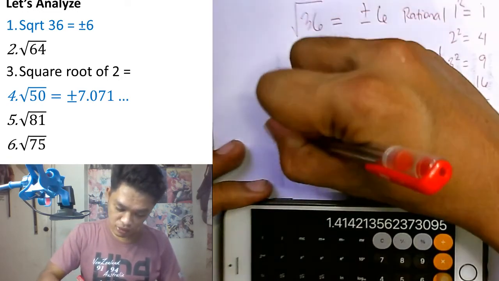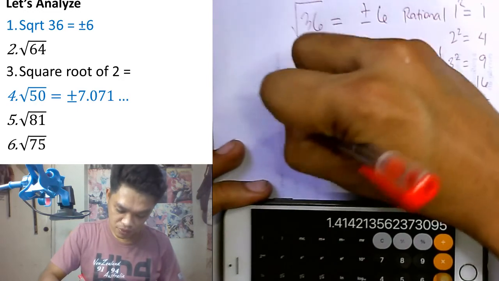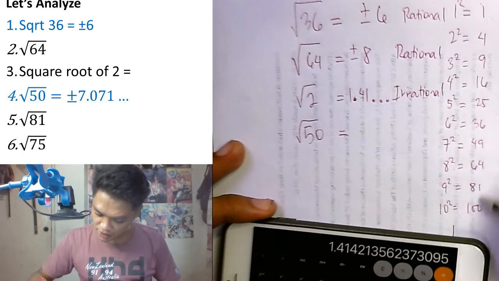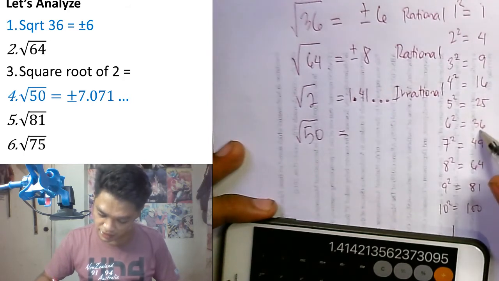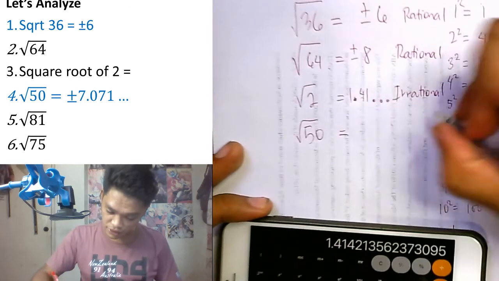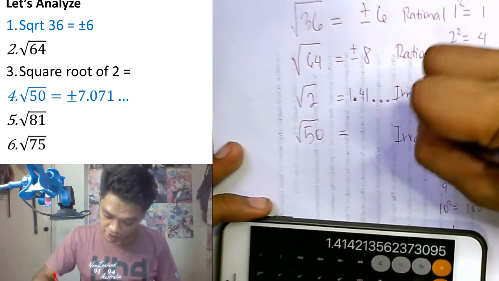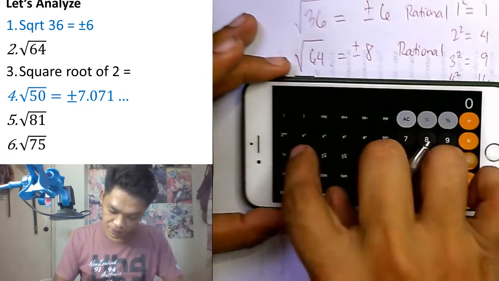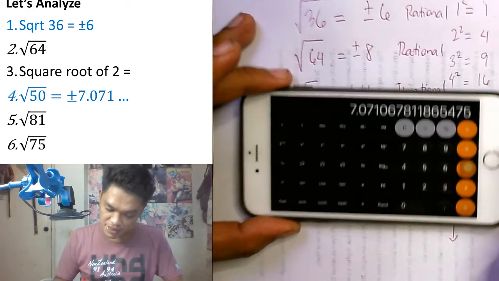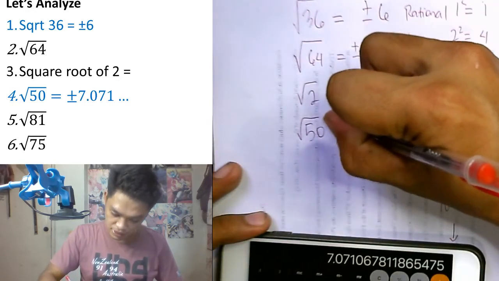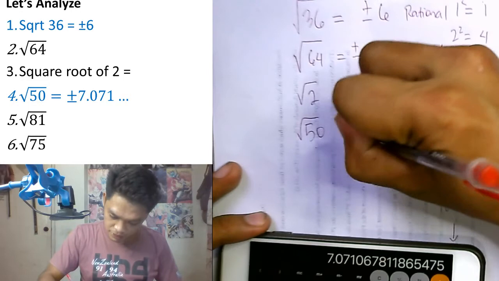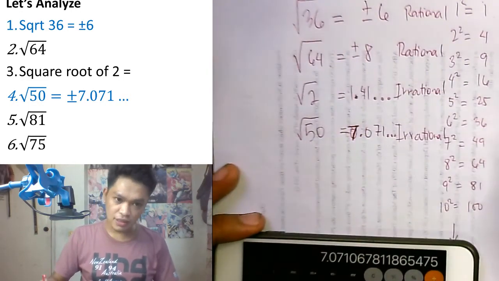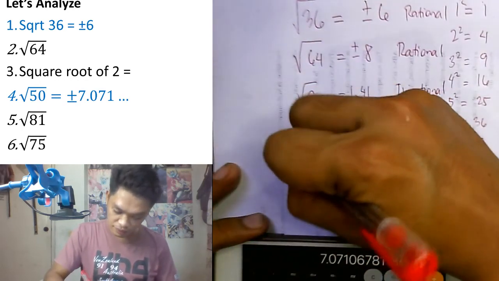Next, the square root of 50. If you look at the list of perfect squares, there is no 50. We only have 49 and 64 or 36. So we can immediately write irrational number. This is an example of an irrational number. The square root of 50 is 7.071 and so on and so forth.